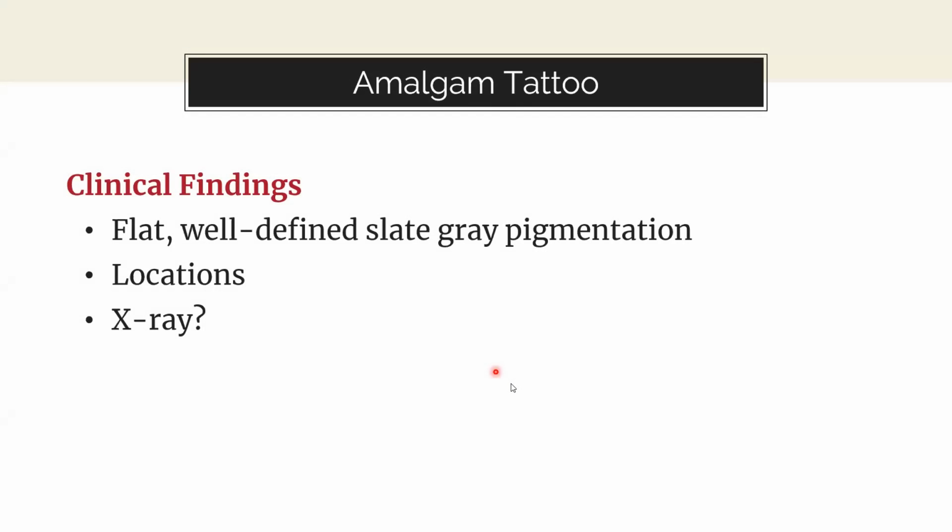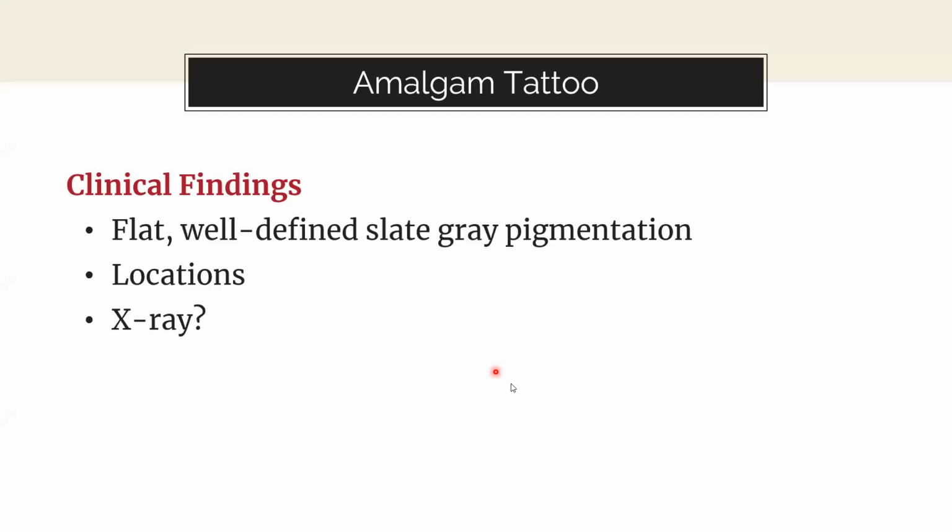Clinically, they're pretty much what we call a well-defined slate gray pigmentation. They're very unique in their coloration. It's just very gray. They're very well defined in most cases. And what we look at is these tend to be right next to the restoration that they're placed in. Again, if you see one in the cheek, look at where it is on the cheek and do you see an existing amalgam?